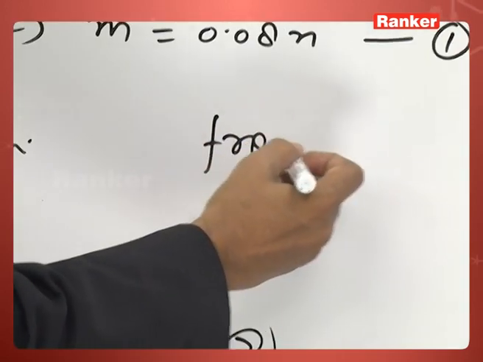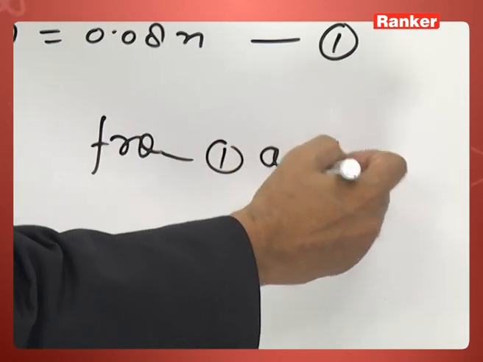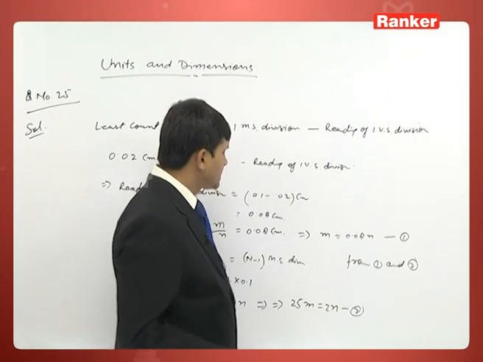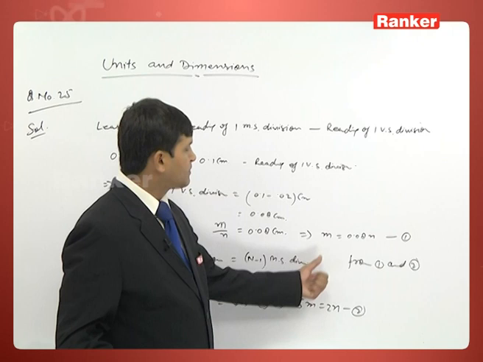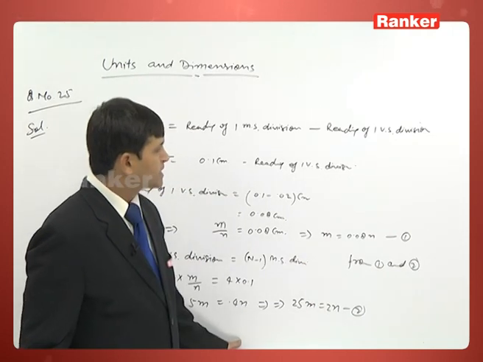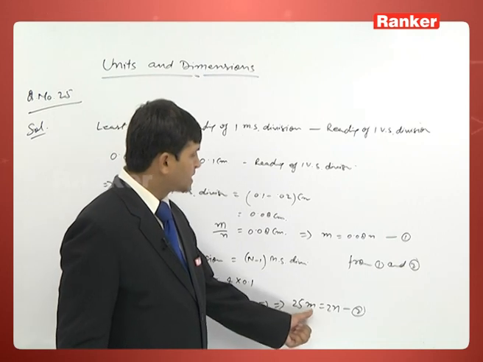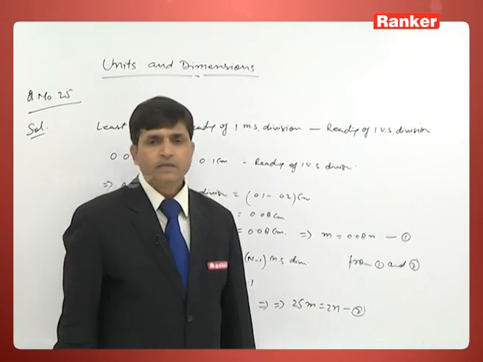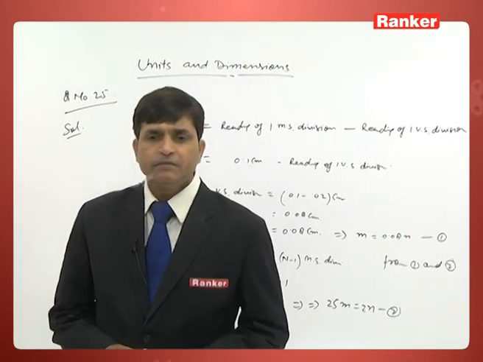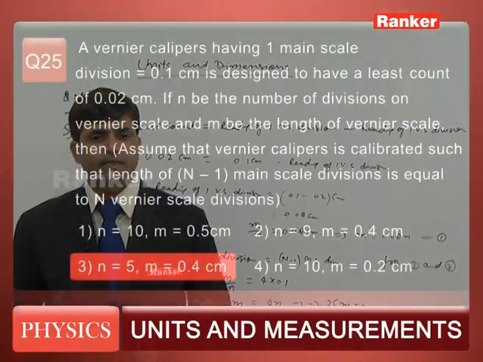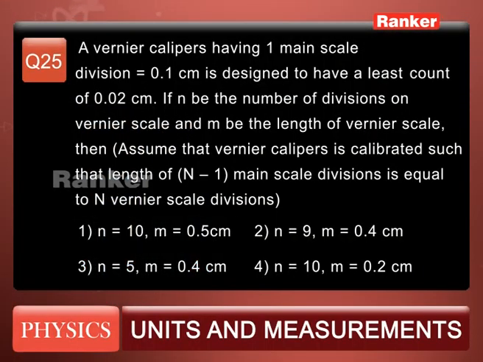So, from first and second, let us substitute the value of this and we will get the relation between these two. So, 25m is equal to 2n. From first and second, we will get the option number 3 is the correct option.